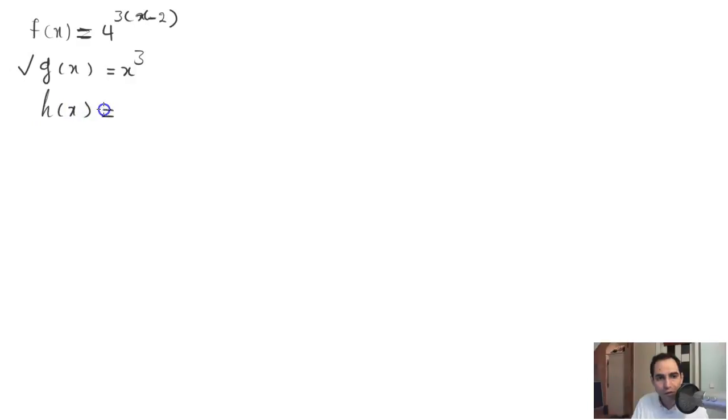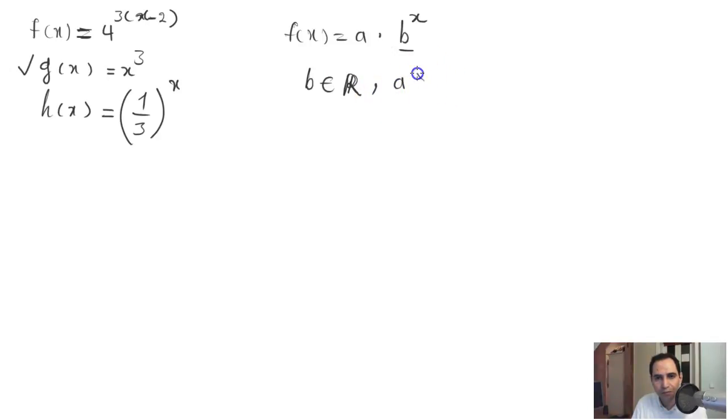h of x is equal to (1/3) raised to the power x. This is an exponential function. By definition, your exponential function has to be f of x is equal to a times b raised to the power x, and b has to be a positive number. So b belongs to R, b has to be greater than 0, and b cannot be equal to 1. Here 1/3 is nothing but 0.333 and so on. So this is an exponential function. There is nothing wrong with that.